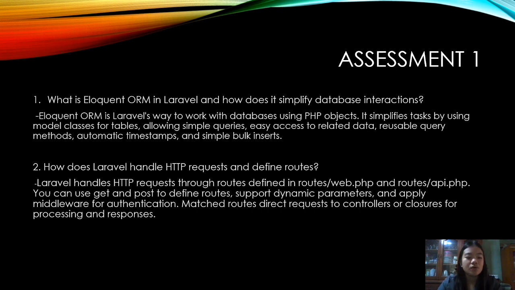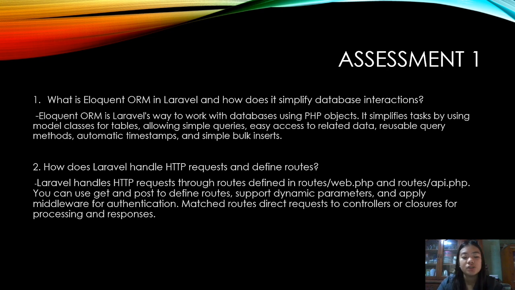Number 2. How does Laravel handle HTTP requests and define routes? Laravel handles HTTP requests through routes defined in routes/web.php and routes/api.php. You can use get and post to define routes, support dynamic parameters, and apply middleware for authentication. Matched routes direct requests to controllers or closures for processing and responses.